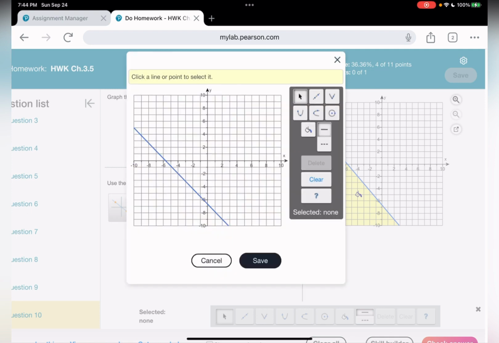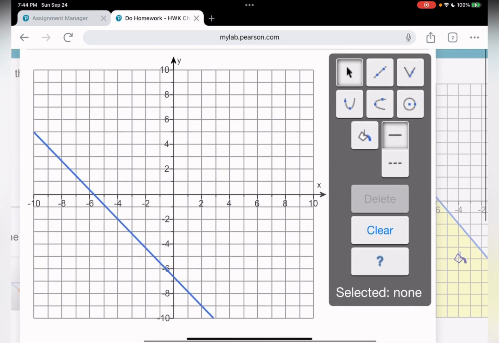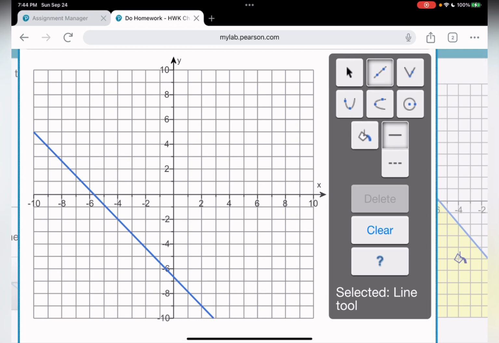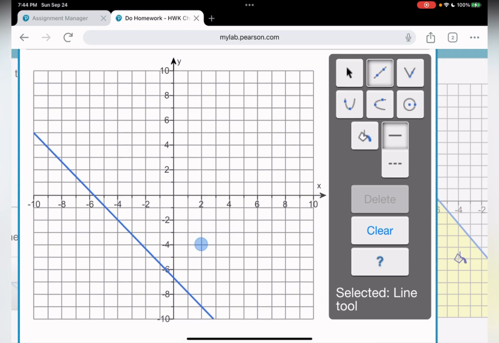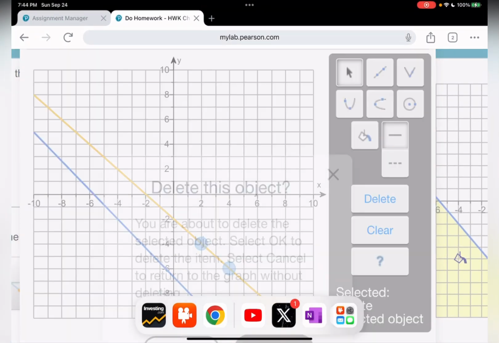Okay, so which point are we going to take? Let me take this point. Since I shaded this side, and it says wrong, I'm taking a point on this side. It's going to be, let's say, 2 and negative 4. I'm taking this way, 2 and negative 4. All right, let me delete this.